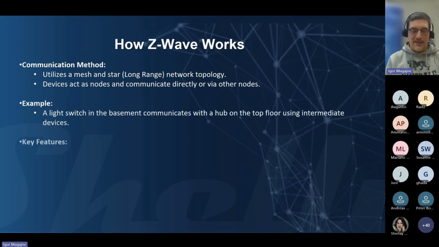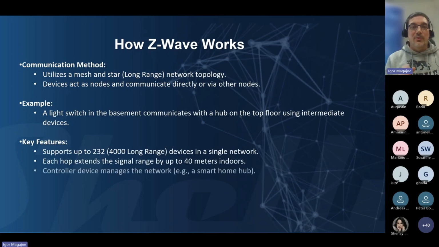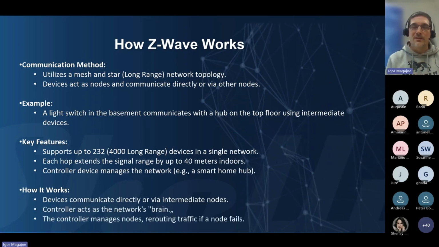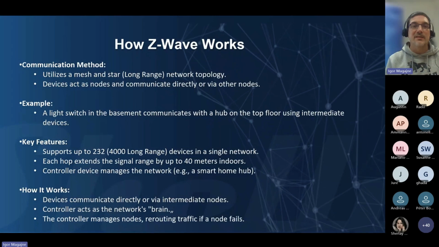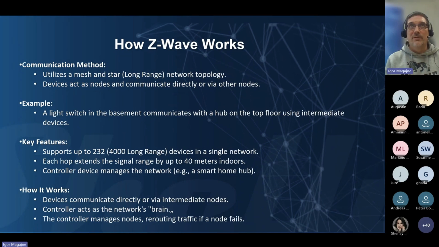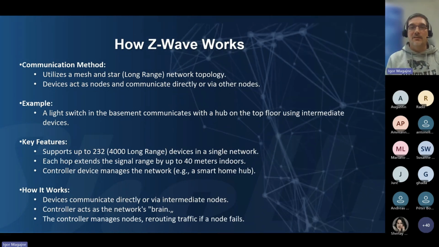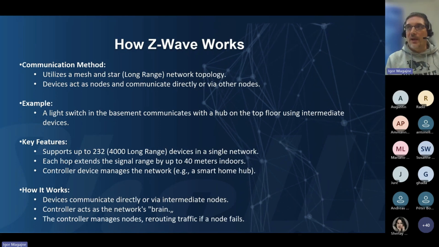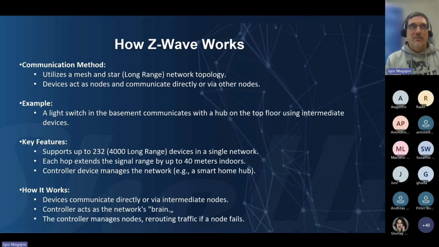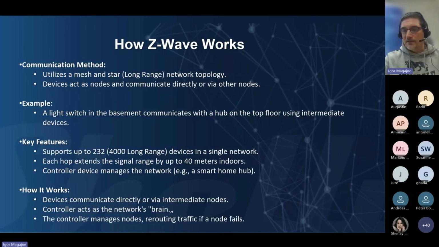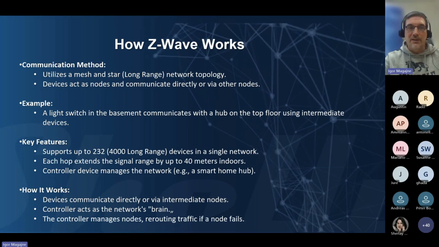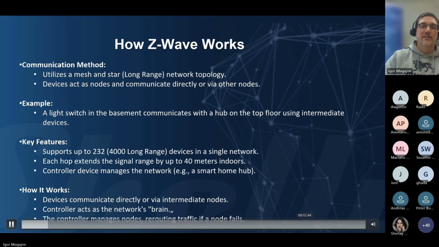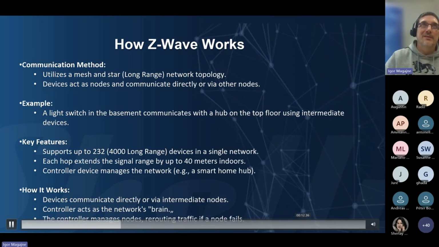How Z-Wave works: basically, mainly it utilizes a mesh network. I put also a star network, so it's similar to Wi-Fi. This is only with the long-range devices. Devices communicate between nodes and directly to the gateway. This is in the mesh network. A small example: if you have a device in the cellar, but the signal cannot reach the controller directly, it will hop over another device and communicate what it has to communicate through that device.